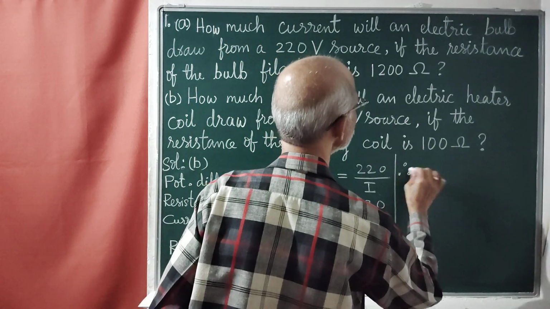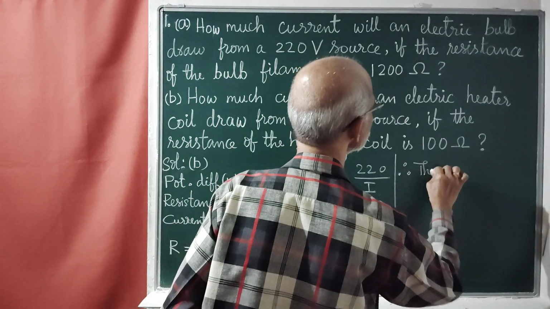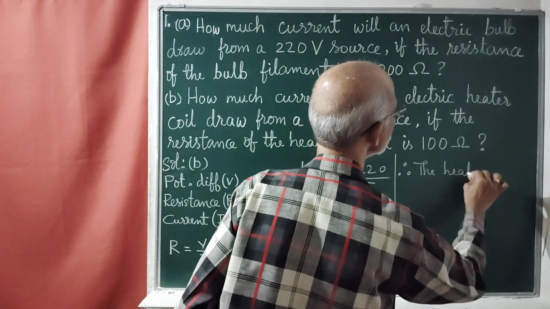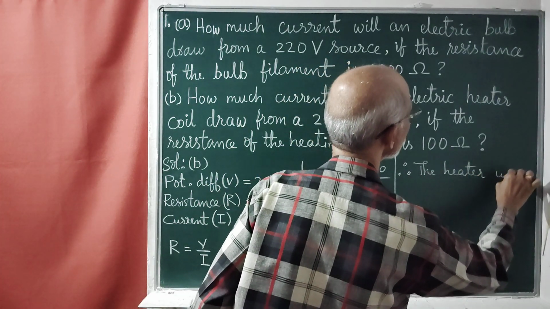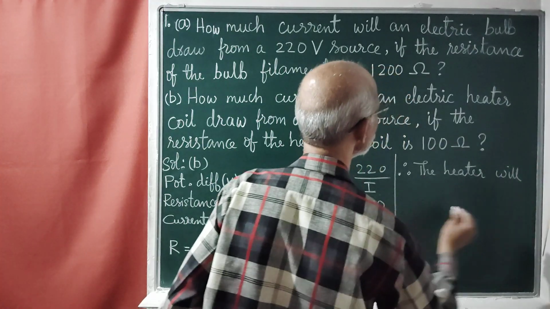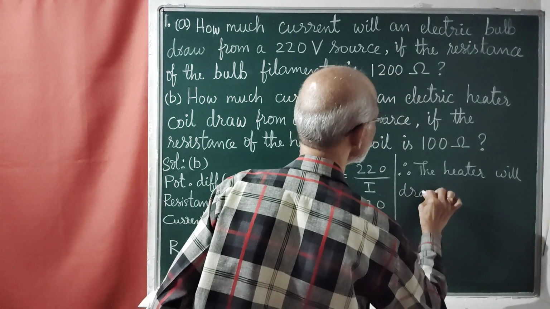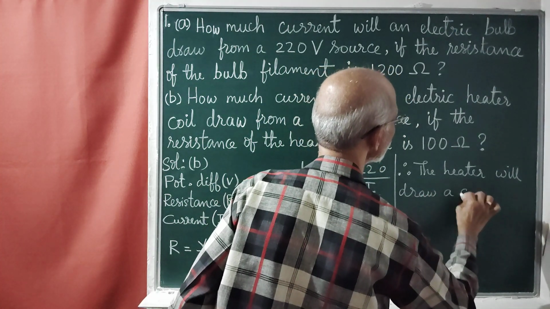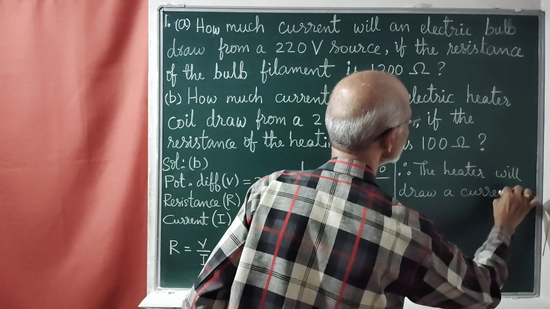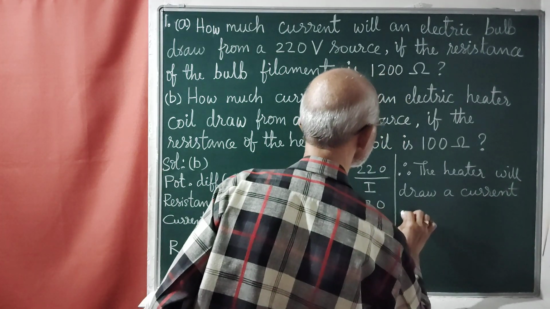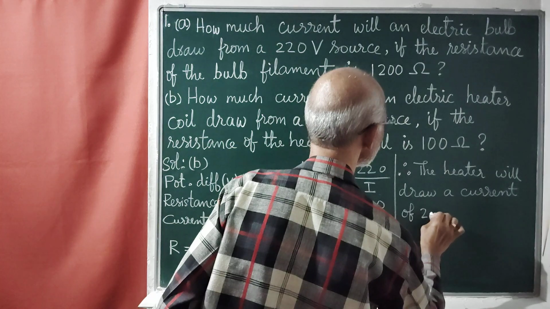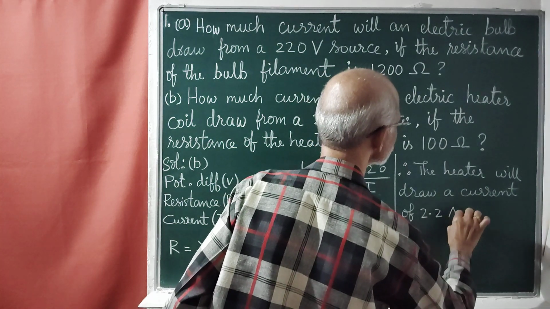Therefore, the heater will draw a current of 2.2 amperes.